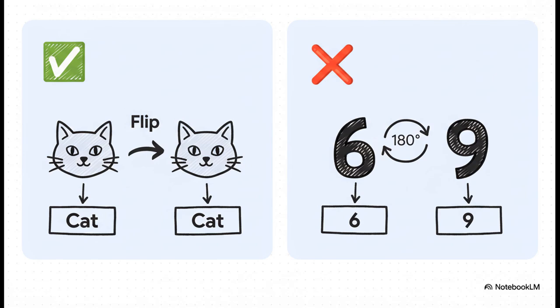But there is one golden rule here. You have to preserve the meaning. And this example just perfectly illustrates the point. If you take a picture of a cat and you flip it horizontally, guess what? It's still a cat. No problem. But if you take an image of the number 6 and you rotate it 180 degrees, well, now it's a 9. You've just changed the label and you've totally confused your model. So the key takeaway is the transformation cannot change the answer.